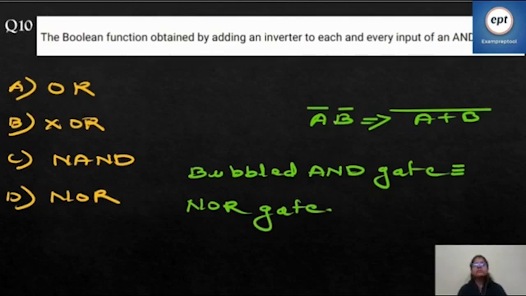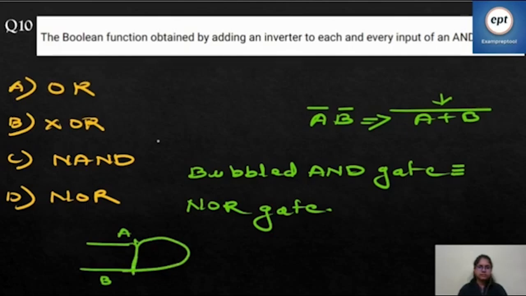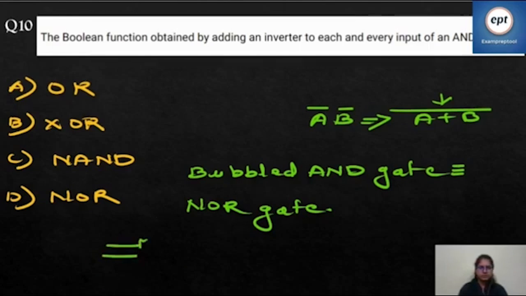As you can see, every input is inverted. Inverted means a NOT gate is applied. So A bar, B bar. So the expression comes out to be NOR. This is actually the bubbled input. A bubbled AND gate is equivalent to a NOR gate. So let's suppose here we have input A and here we have input B, and this is AND. Wait, let me draw it properly. So this is a two-input AND gate, and this is A, this is B.